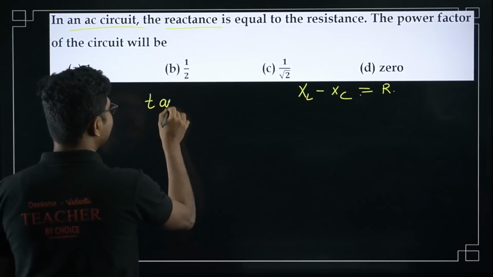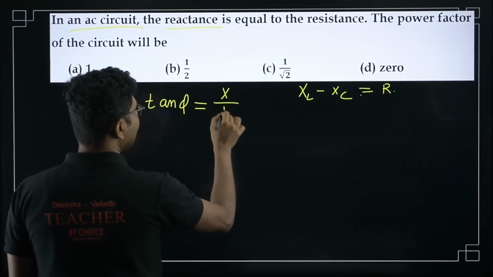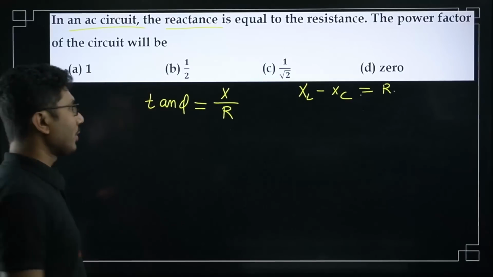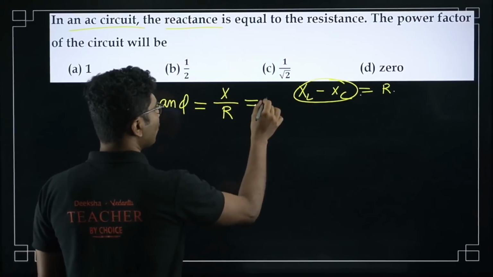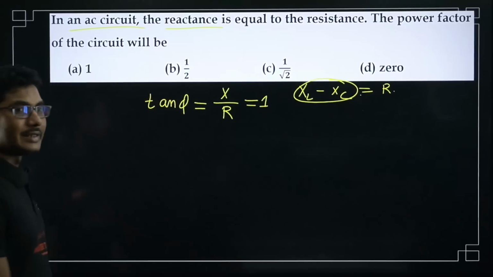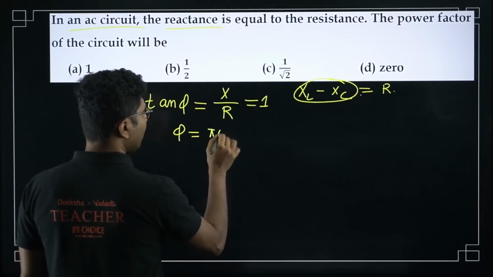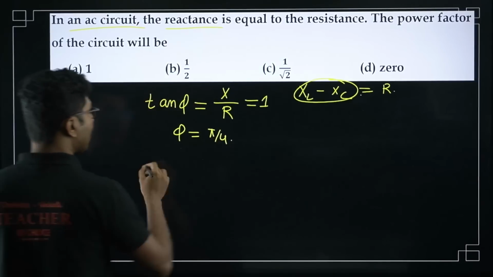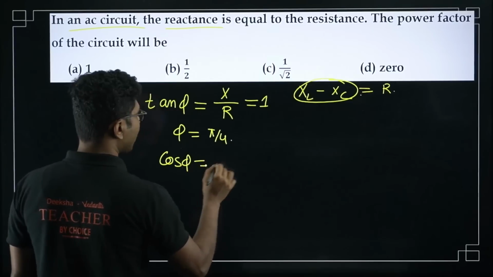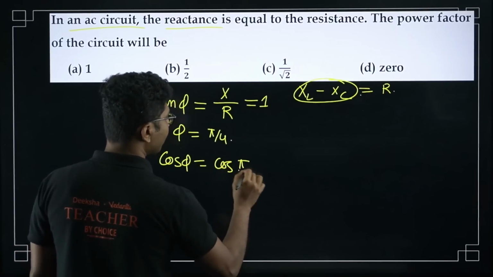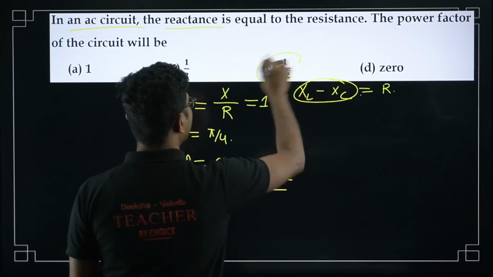Now tan phi, that is the phase, is given by reactance by resistance. Okay, XL minus XC is the reactance, this is this one. Now both of them are equal, so tan phi is 1. So tan phi equal to 1 means phi is equal to pi by 4. Now what is power factor? Power factor is cos phi. So cos phi is cos pi by 4, that is 1 by root 2. So the power factor is 1 by root 2.